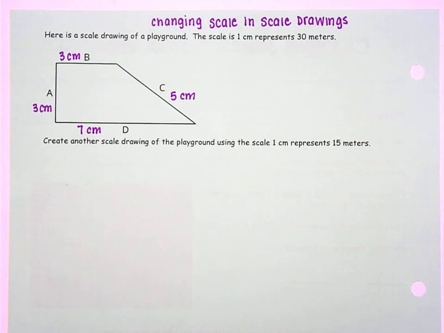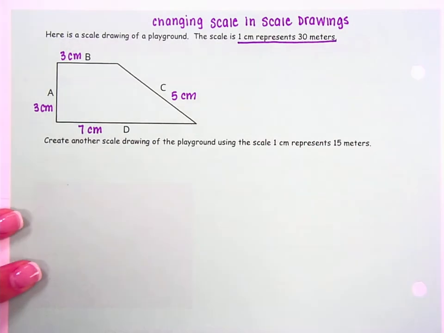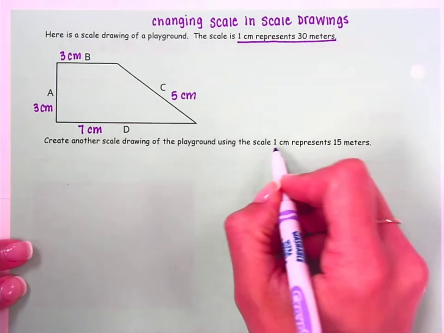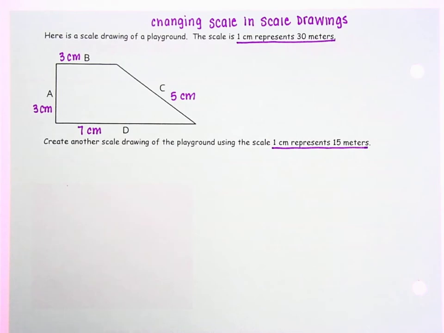I'm now being asked to create another scale drawing of this playground using the scale 1 centimeter represents 15 meters. So there are two ways that we can approach this kind of problem. The first way is that we can find the actual measurements of the playground using our initial scale, 1 centimeter represents 30 meters, and then take our actual measurements and use them with our new scale, 1 centimeter represents 15 meters, and find our new scale drawing measurements.